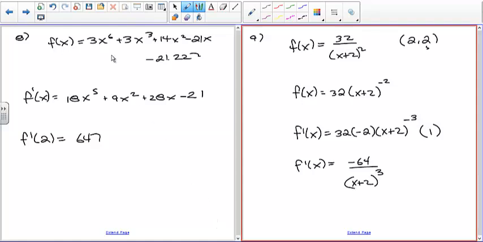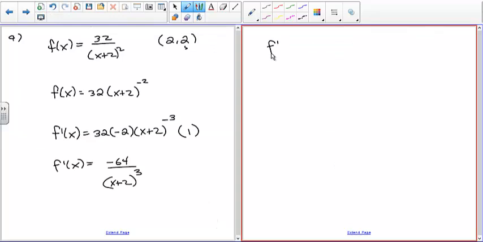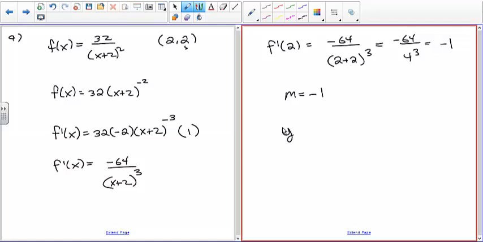So that's the derivative. And then you evaluate the derivative at 2, so you'll get negative 64 divided by 2 plus 2 cubed. So that's negative 64 divided by 4 cubed, which is negative 1, because 4 cubed is 64. So that's your slope. So m is equal to negative 1. Then you use the point slope form of the linear equation.